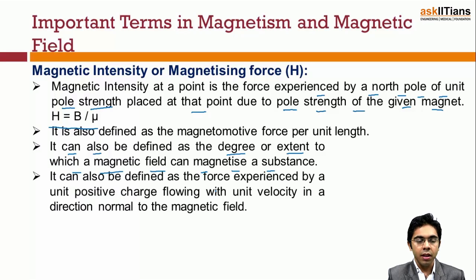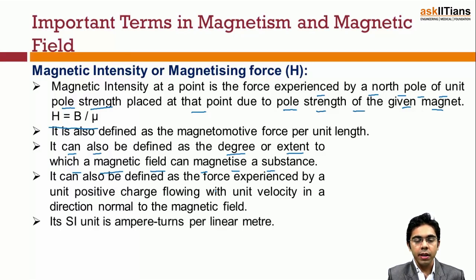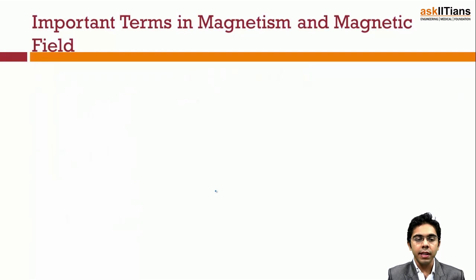Now what about the next? It can also be defined as the force experienced by a unit positive charge flowing with unit velocity in the direction normal to the magnetic field. Its SI unit is ampere turns per meter, that is ampere per meter. The CGS unit is Oersted. Now what is the next term?